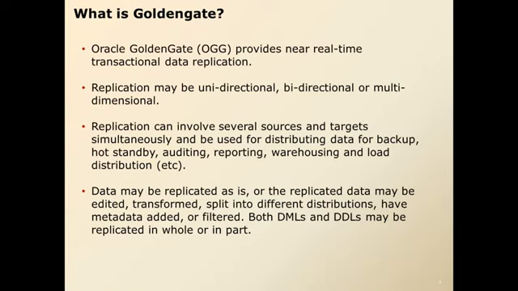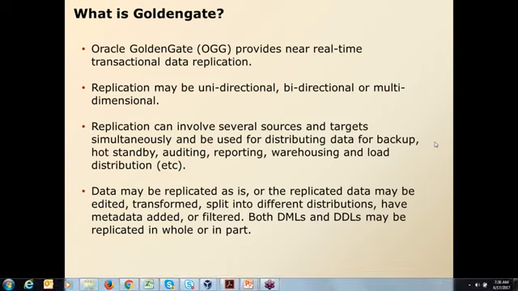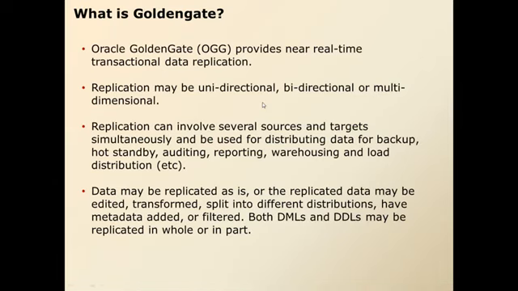So first of all, what is Goldengate? Why is Goldengate used? Oracle Goldengate is a tool which provides near real-time transactional data replication. Now what do we mean by real-time? It replicates the data from source database to target database in real time.